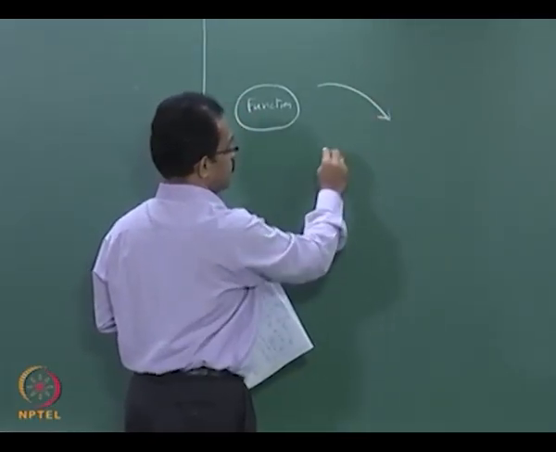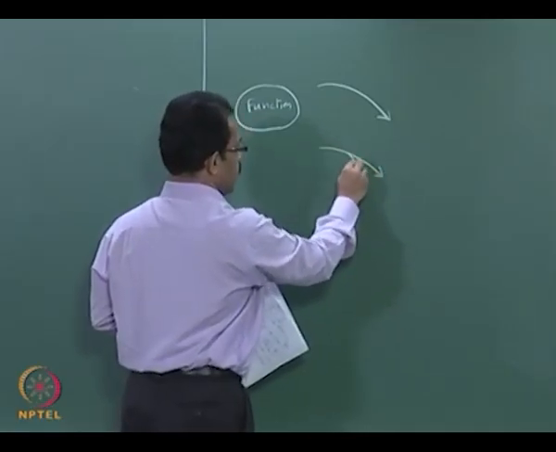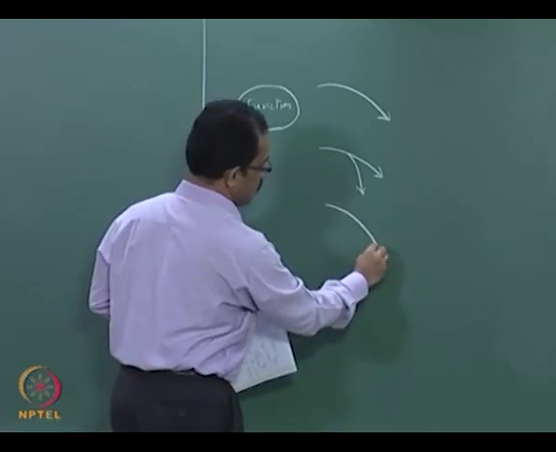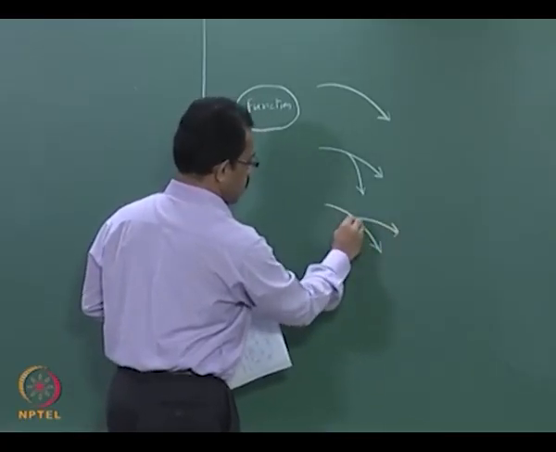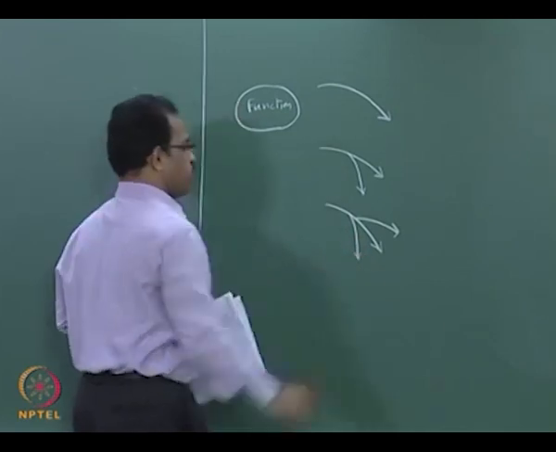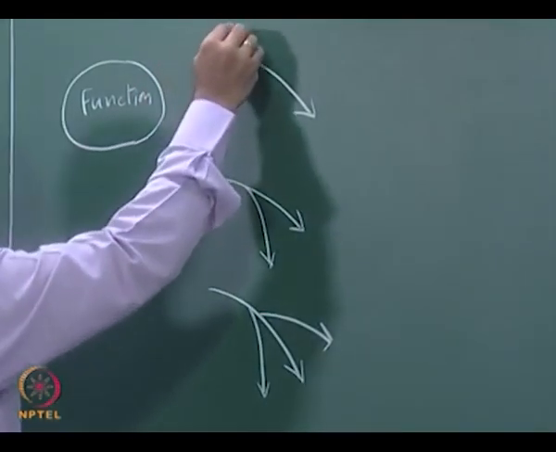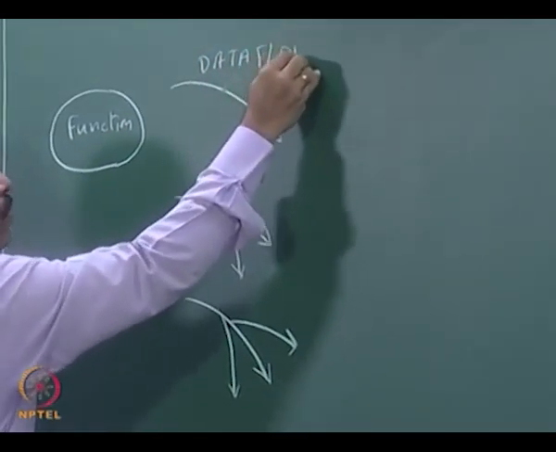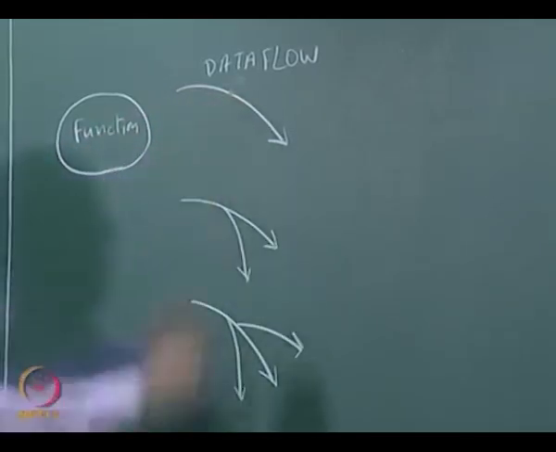We can have different kinds of arcs. We can have a single arc, a branching arc, or multiple branches in the data flow diagram. Multiple branches represent that the same data is flowing to different entities. So this is the function, this is the data flow. This is construct 1, this is construct 2, data flow.